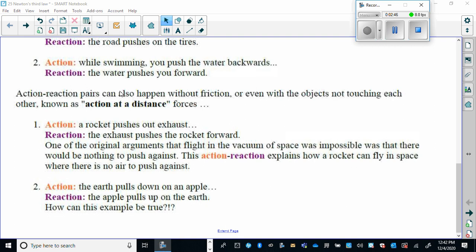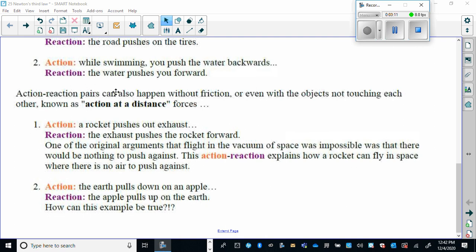And then it even elaborates on that, saying the original argument that flight in space was impossible was that there would be nothing to push against because there's no air in space. This action-reaction explains how a rocket can fly in space where there is no air to push against. And the last one: the earth pulls down on the apple, therefore the apple pulls up on the earth.